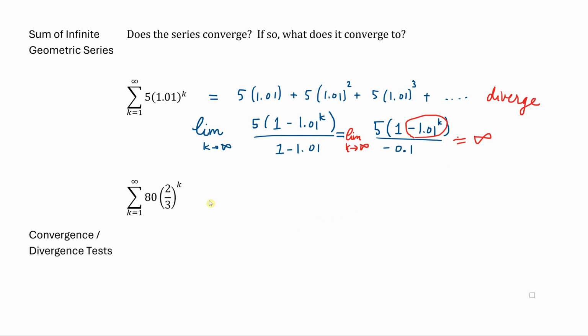All right, let's look at the next example. Our first term is going to be 80 times 2/3 to the first power plus 80 times 2/3 squared plus 80 times 2/3 to the third. I think you get the idea from here. And so we know now in this case that R is 2/3 and A is 80.